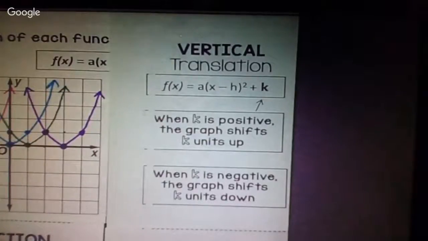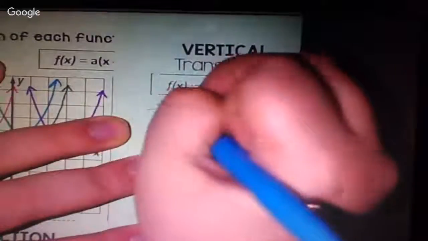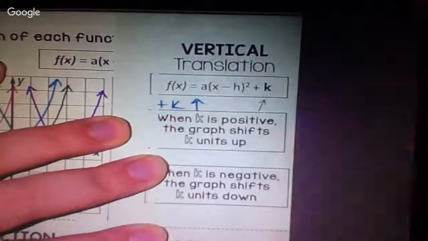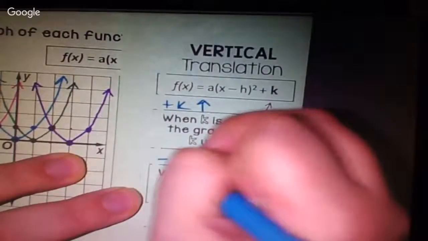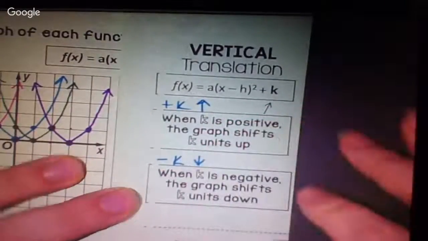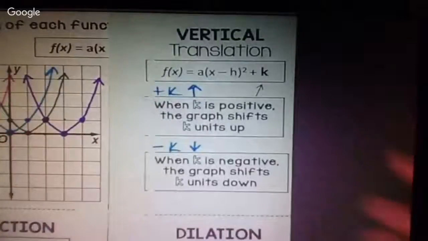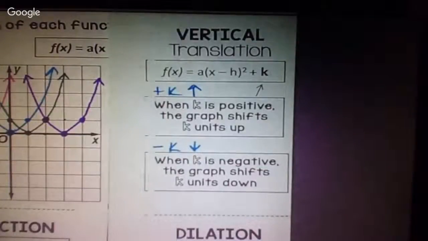So if it's plus k, it's going to move up. When k is negative, it moves down. Okay? So the x's are always opposite. The y's are not. They move in the same direction that you see written. Okay? That's where everybody seems to get it all mixed up. It's not that you don't know how to do it. You don't remember that. Okay?